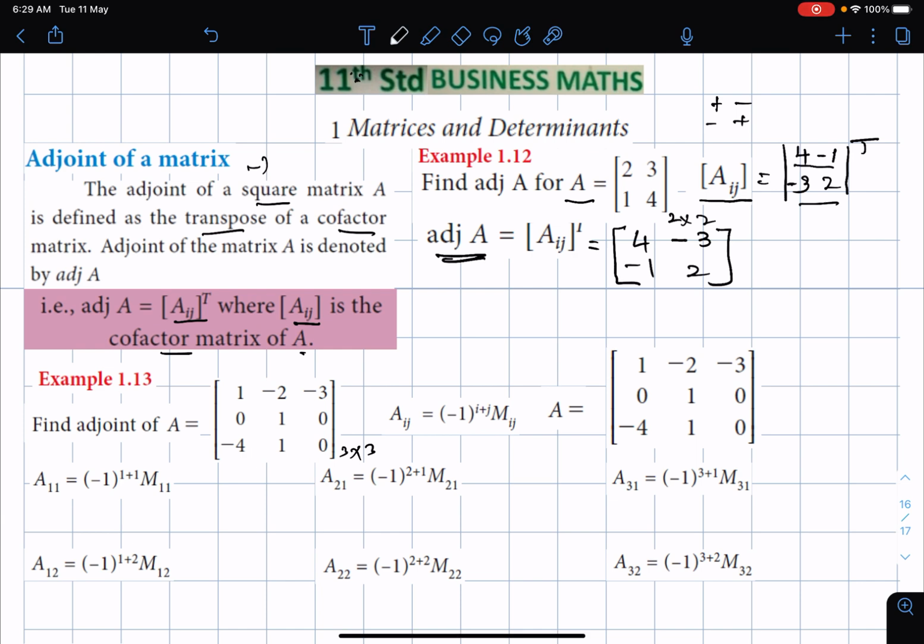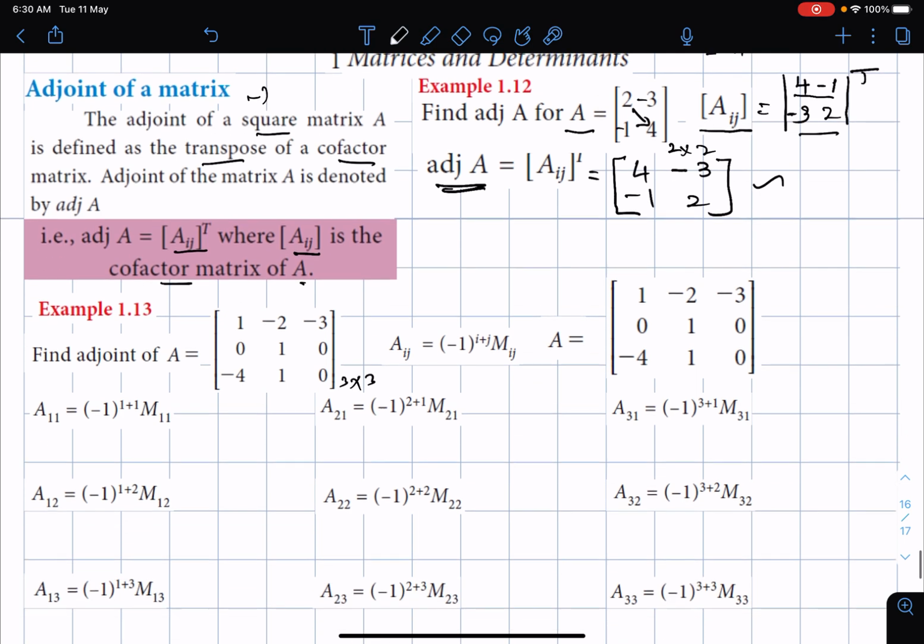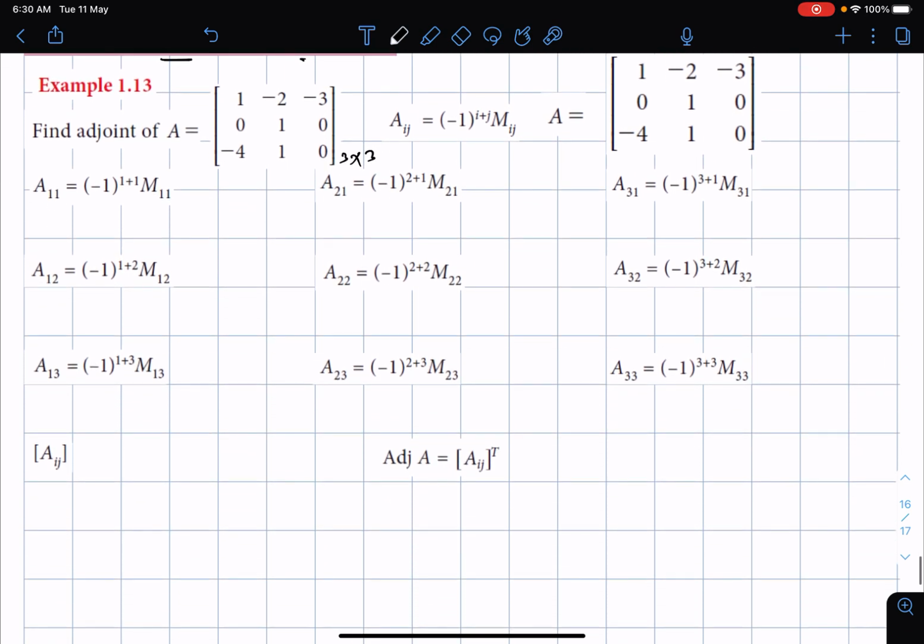Otherwise, an easier step you can do is to just interchange these two elements on the main diagonal and put a minus sign for the elements in the other diagonal. This is the easiest method to find the adjoint of a 2 cross 2 matrix. Only for a 2 cross 2 matrix you can do this method. Now we shall go to the 3 cross 3 matrix.